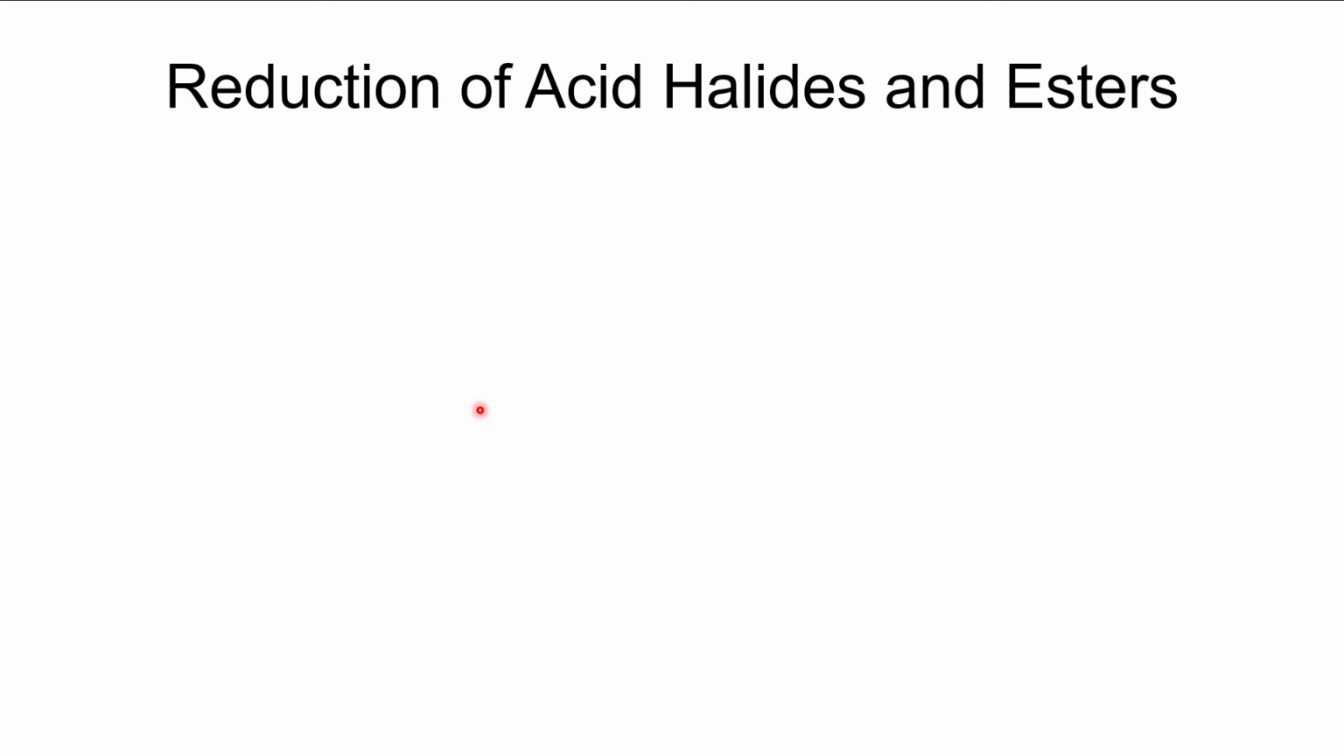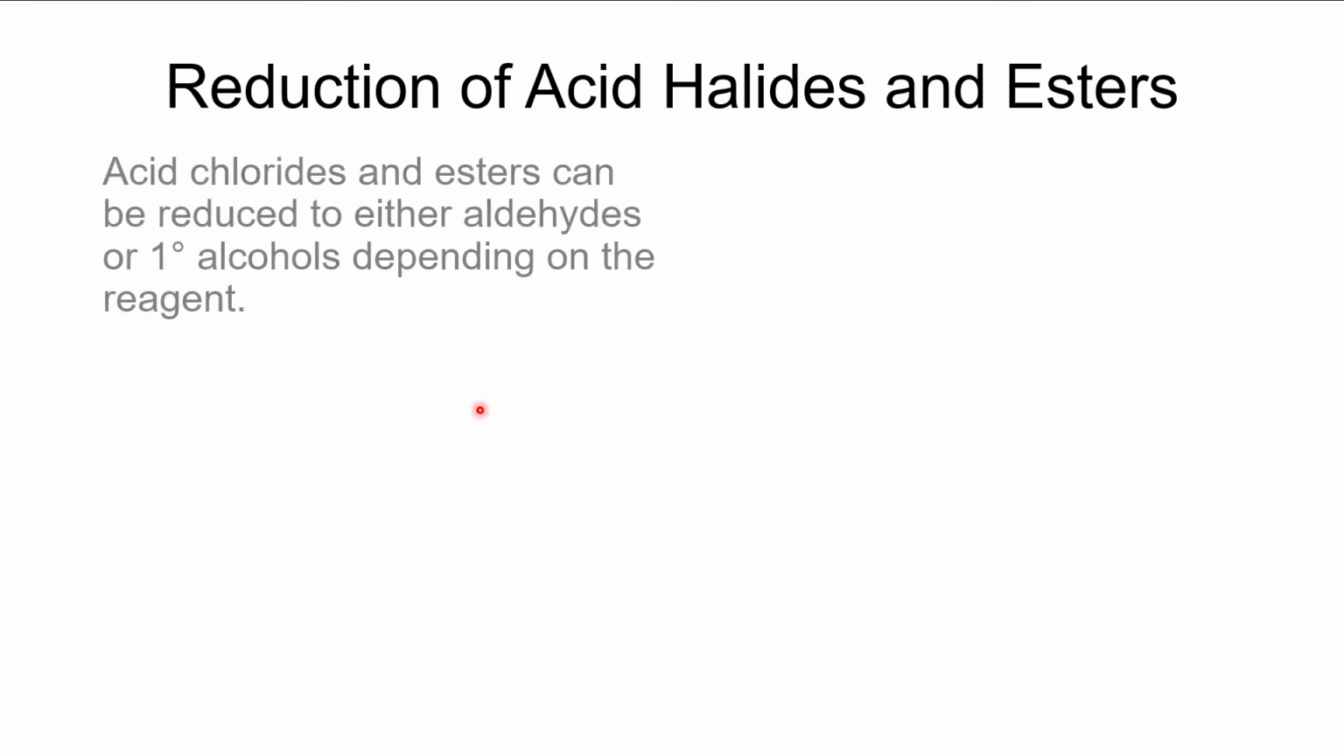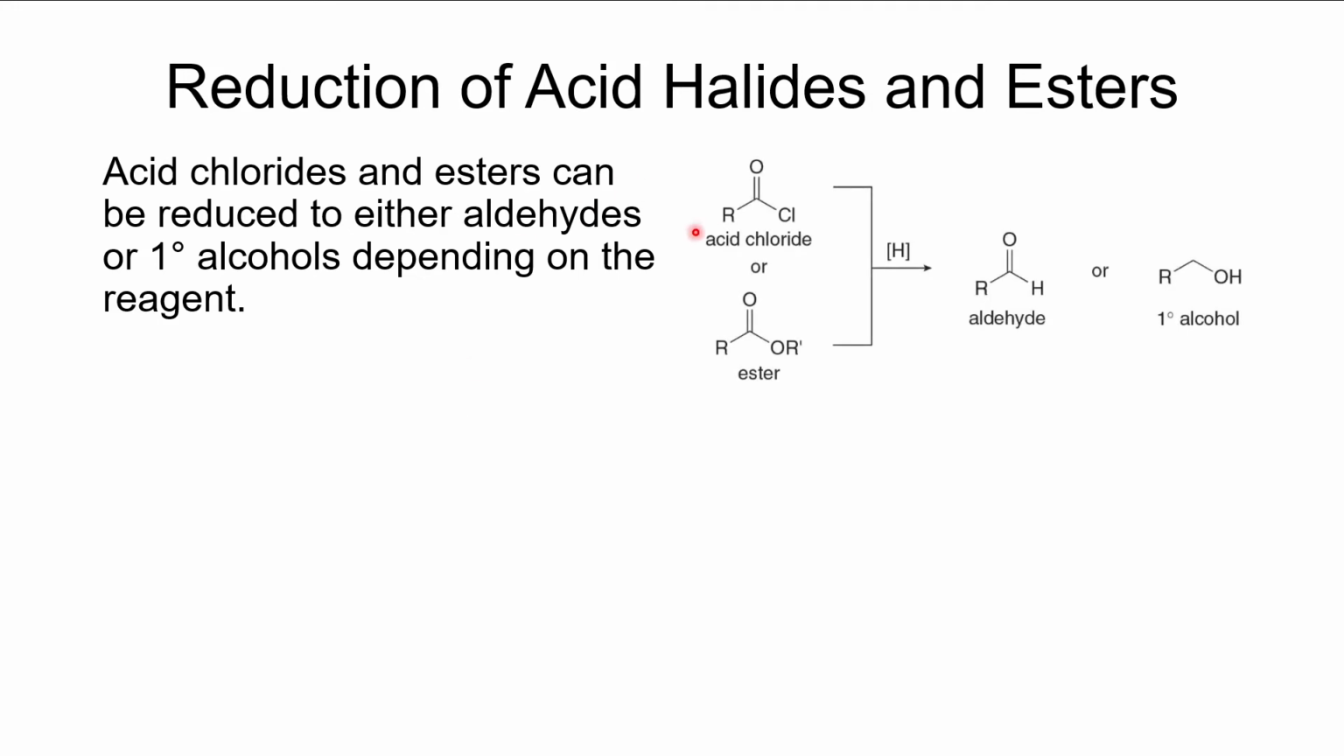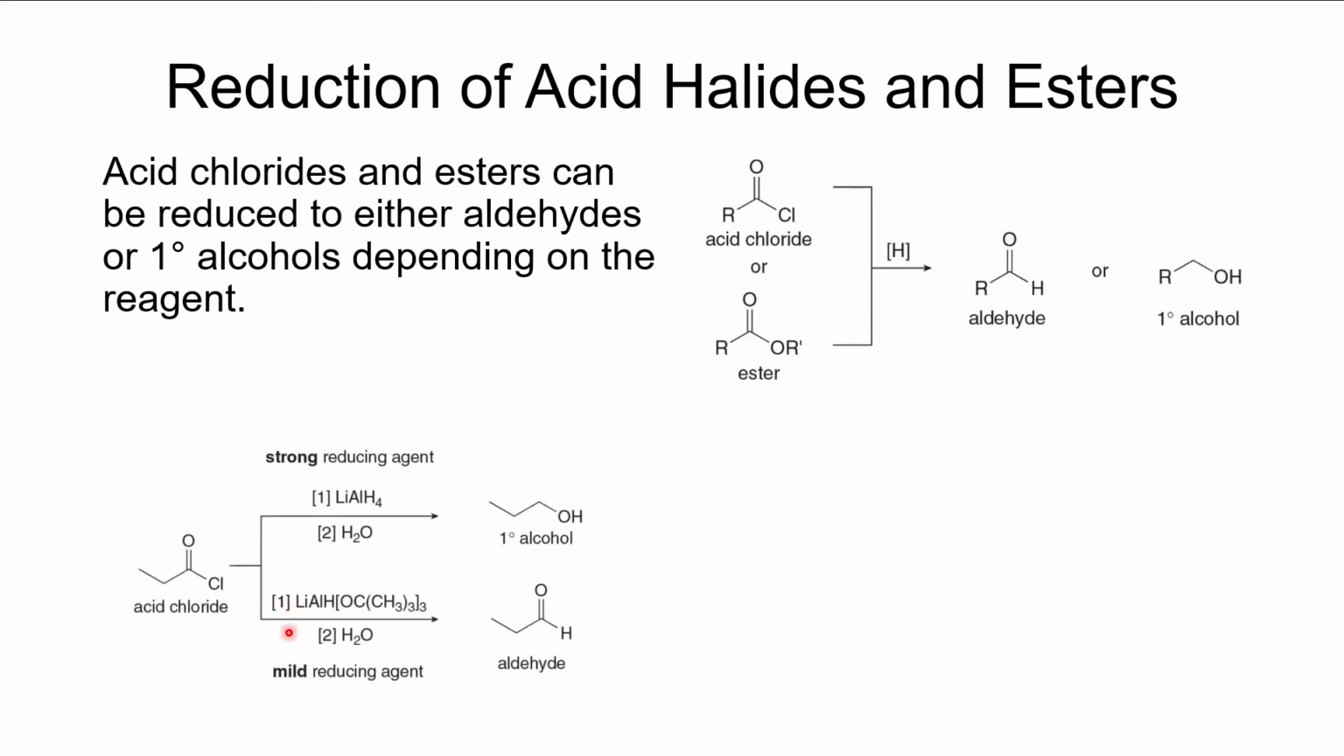Well, we can use these in specific use cases with acid chlorides and esters. It's possible with acid chlorides and esters to reduce them to either an aldehyde or a primary alcohol, but it depends on which reagent you use. So here are the possibilities. If you have an acid chloride or an ester, you can reduce it just to an aldehyde if you use one of these milder reagents, or you can reduce it all the way to a primary alcohol if you use lithium aluminum hydride.